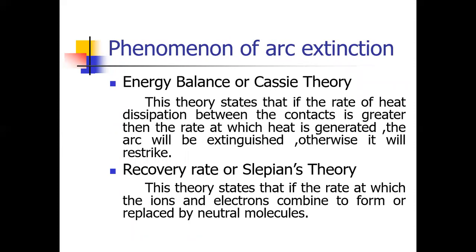The phenomenon of arc extinction: the energy balance or Cassie's theory. This theory states that if the rate of heat dissipation between the contacts is greater than the rate at which heat is generated, the arc will be extinguished, otherwise it will restrike. Then the recovery rate or Slepian's theory. This theory states that if the rate at which the ions and electrons combine to form or are replaced by neutral molecules is high enough, the arc is extinguished.